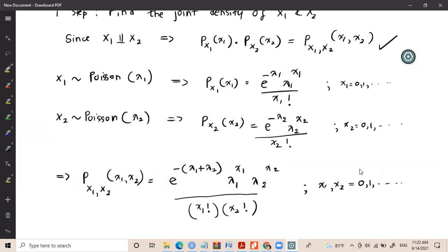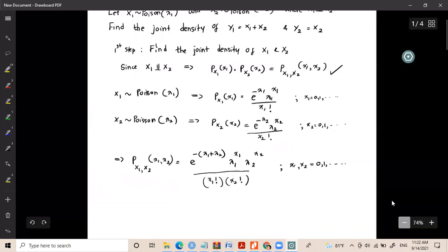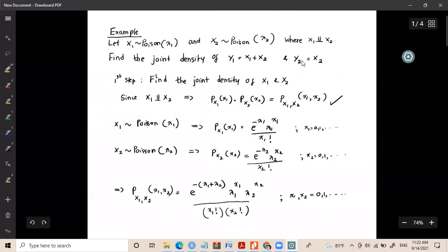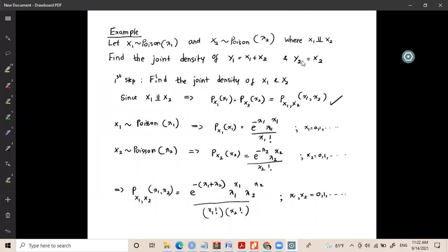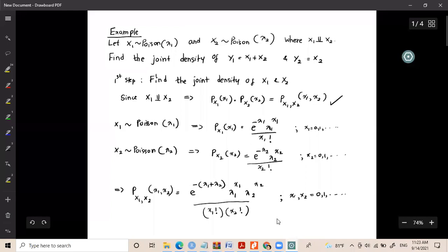So the first part is done. What is the first part? Find the joint density of x1 and x2. Some questions it will be given. Okay, if it is given, you can proceed with that, finding the inverse functions and applying the formula. But if it is not given, there should be information how you can derive it. In this case, it is given that they are independent. So we know the density functions, multiply them and get the joint density. Okay. Now we have the joint density.